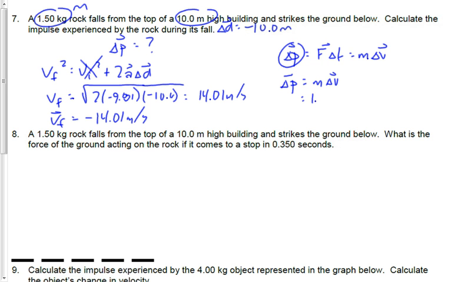M is 1.5 kilograms. Delta V is final minus initial. Final is negative 14.01. Subtract initial, which is 0. We do the math there for question number 7. That should work out to be a delta P, or an impulse, of negative 21.0 kilograms meters per second, or negative 21 Newton seconds.